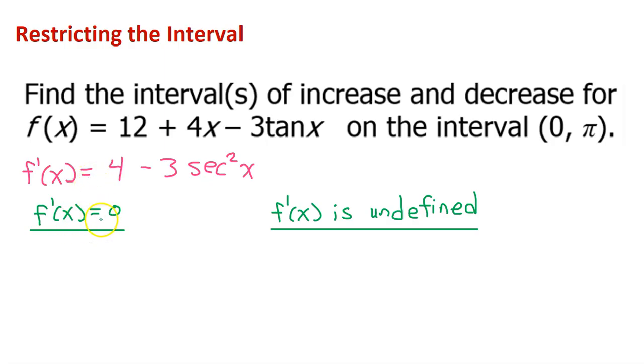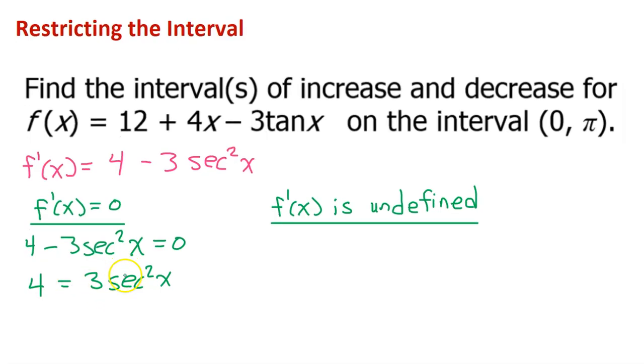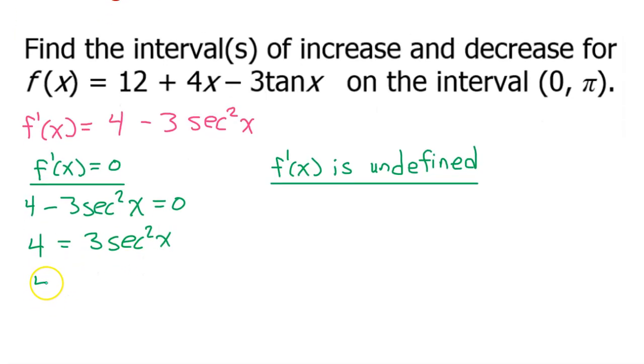which is where f prime is equal to 0 or where f prime is undefined. Let's start with f prime equals 0. So setting this equal to 0, we have 4 minus 3 secant squared x is equal to 0. Adding 3 secant squared x to both sides, we get 4 is equal to 3 secant squared x. Dividing both sides by 3, we get 4 over 3 is equal to secant squared x.